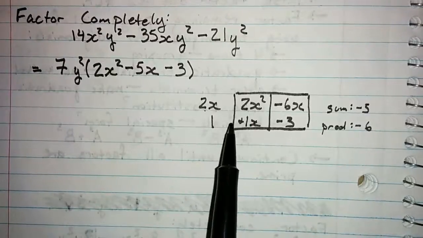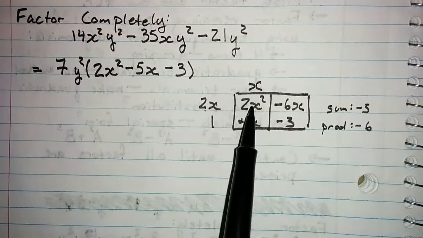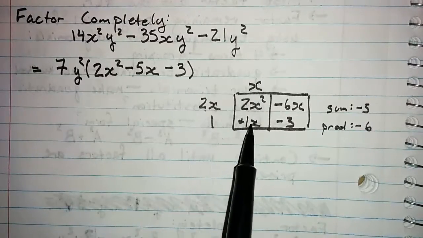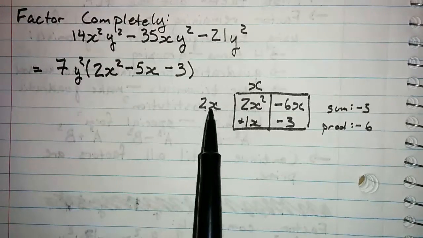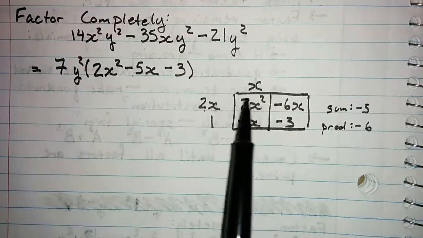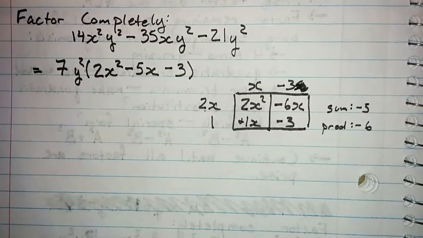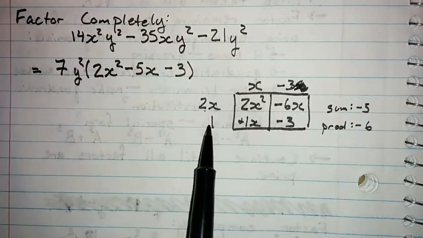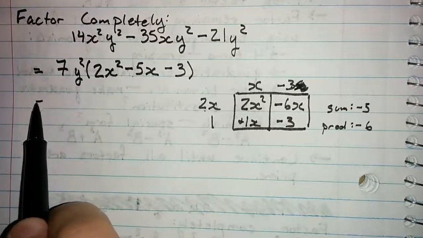2x times what is 2x squared? 2x times x is 2x squared. Is x times 1 positive 1x? Why, yes it is. 2x times what is negative 6x? 2x times negative 3 is negative 6x. Is negative 3 times 1 equal to negative 3? Yes it is. So we have the right factors.